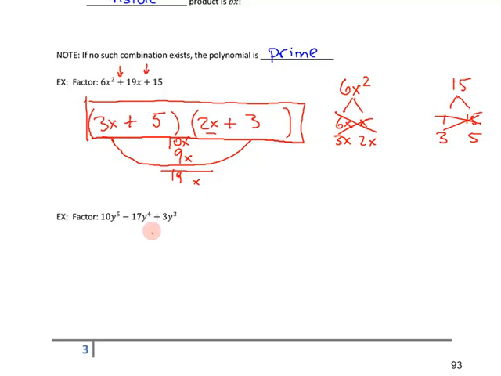Okay, last one of these examples. Nope, we got two more, in fact. Let's try this one. First of all, what's the GCF? I cannot pull out a number, but I can pull a y cubed out of all of those, and I'm left with 10y squared minus 17y plus 3. Now I'll factor what's left behind.